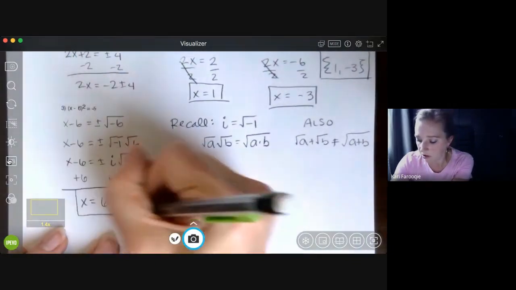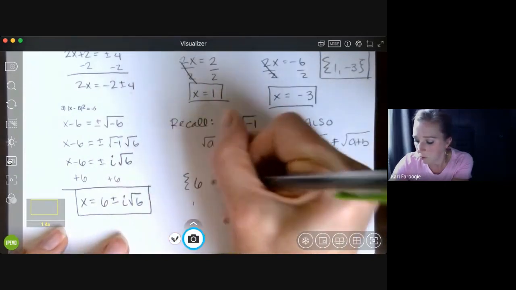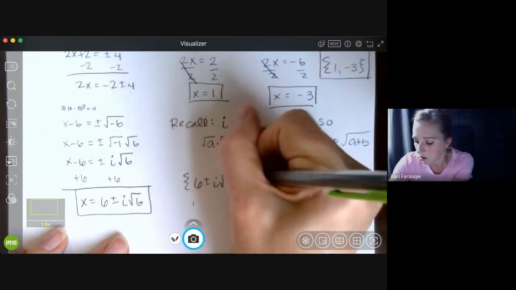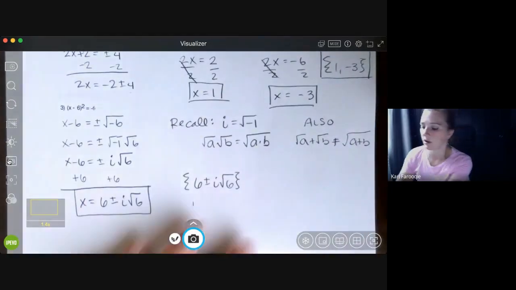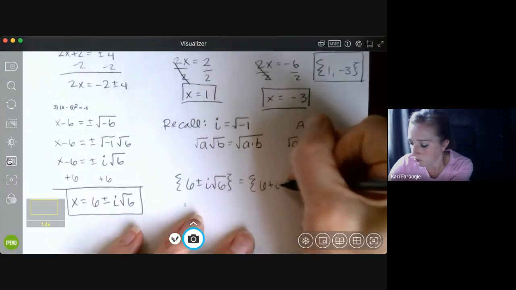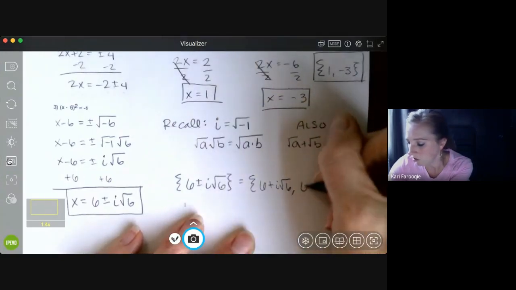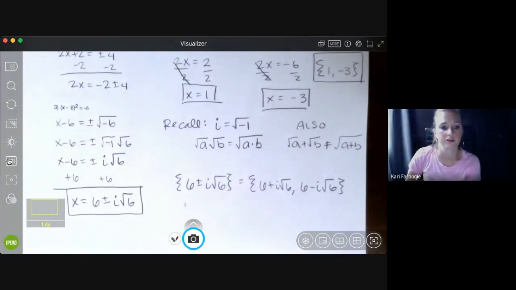I'm fine with this on a test. Again, in my math lab, you're going to have to leave this with set notation. The plus or minus button should be available to you. You could also leave it as 2 separate solutions. You have a lot of options here. And 2 separate solutions would look like that. Same exact thing, just saying it in a different way.